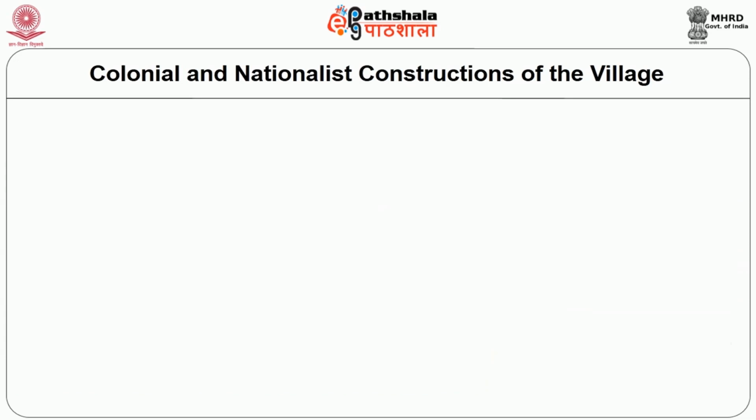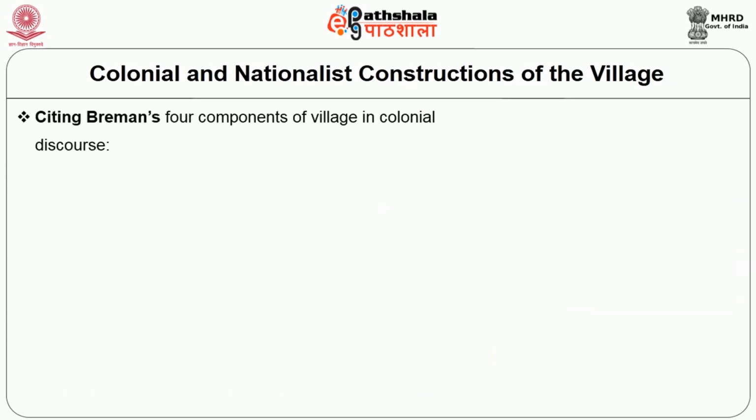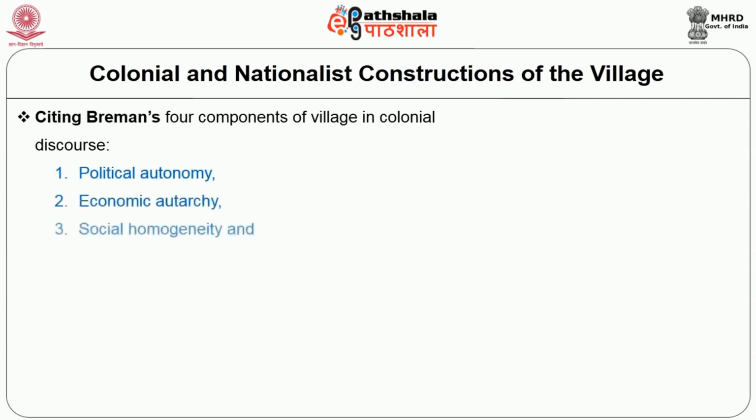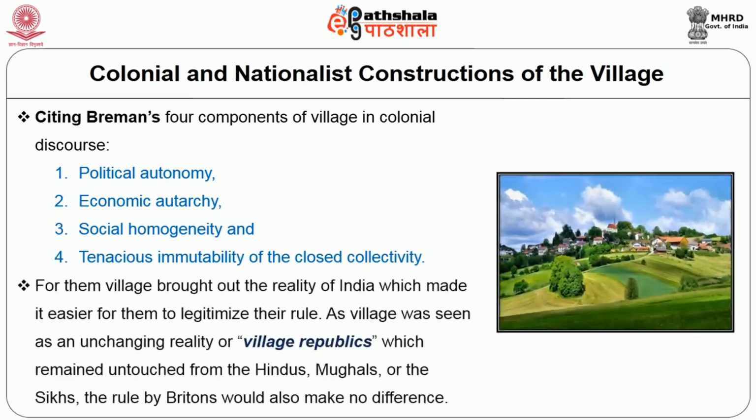Citing Breman's four components of village and colonial discourse: political autonomy, economic autarky, social homogeneity, and tenacious immutability of the close collectivity, Jyotka argues that such a construction helped the colonial rulers rationalize their dominance. For them, village brought out the reality of India, which made it easier for them to legitimize their rule.